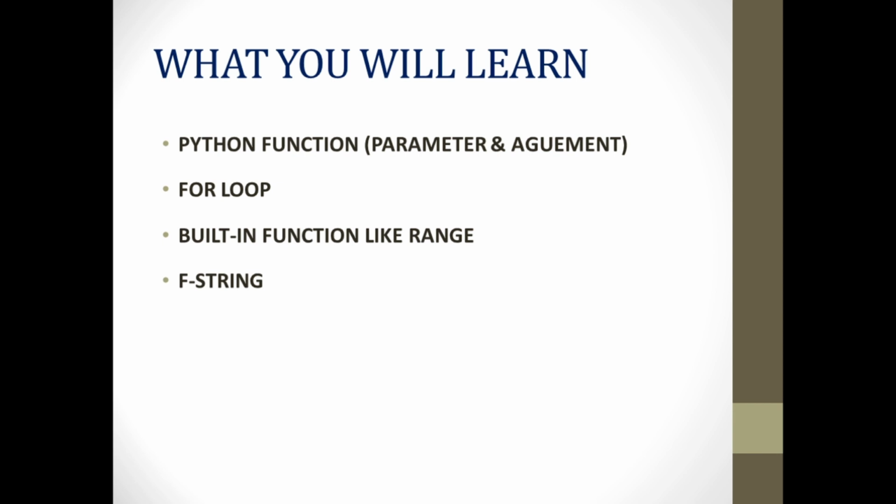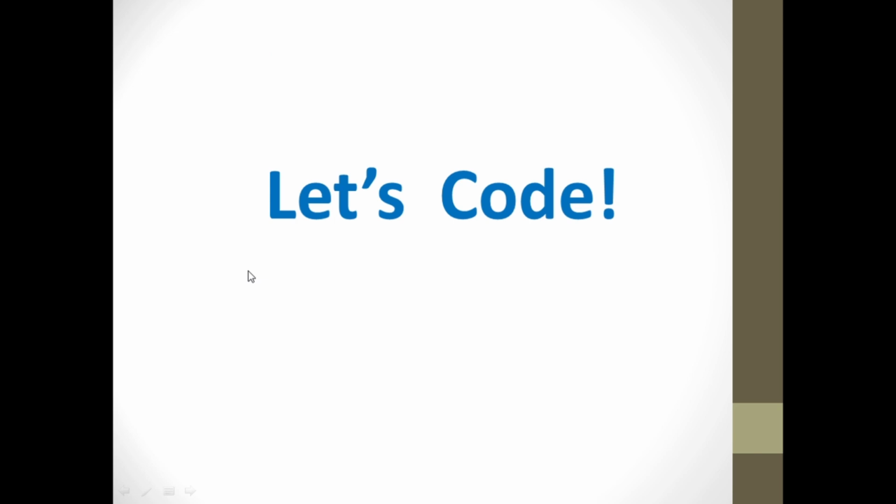In our calculator, we are going to be using Python, of course, to build this permutation and combination calculator. We are going to learn the following: Python functions, the for loop, built-in functions like range, and how to use a for loop to loop through a range of values. We're also going to use an f-string, which is a way of concatenating, or putting a variable directly into a string. So what are we waiting for? Let's code.